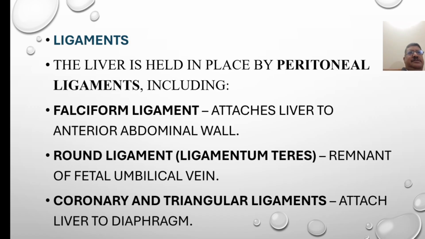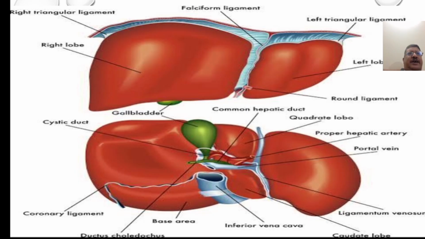Ligaments: the liver is held in place by peritoneal ligaments, including the falciform ligament, which attaches the liver to the anterior abdominal wall. Round ligament, ligamentum teres, is a remnant of the fetal umbilical vein. Coronary and triangular ligaments attach the liver to the diaphragm.